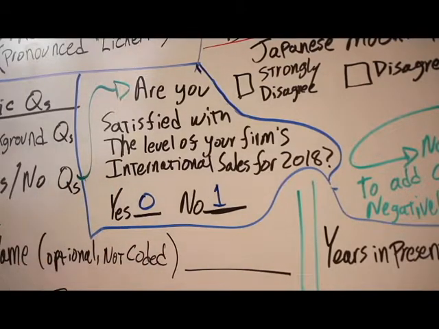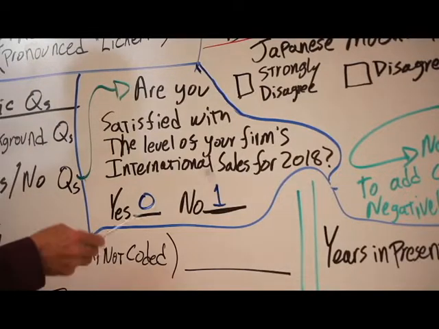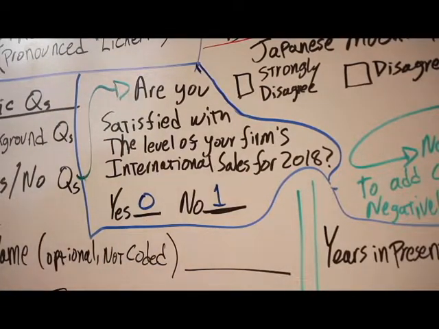Yes, no. The coding for that would be 0 for yes and 1 for no, because no would be kind of the exceptional answer. That's the answer you want to stand out. So when you want the exceptional answer to stand out, you make that a 1. And then that's it for yes/no questions.